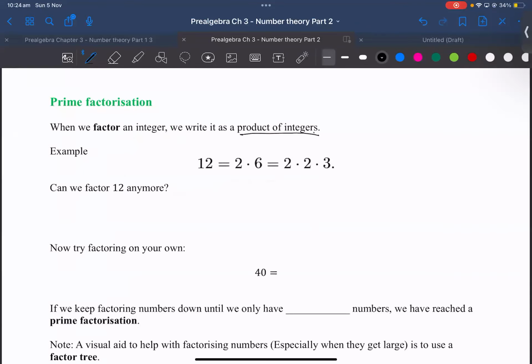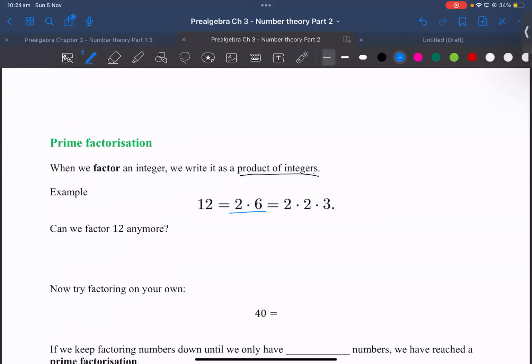So for example, 12 can be written as 2 times 6. That's factoring 12. We can factor 6 further as well. 6 is 2 times 3, so you can write it as 2 times 2 times 3. My question for you is, can we factor 12 any more, beyond 2 times 2 times 3? You can always add a 1, but that doesn't really do anything. We're going to ignore that.